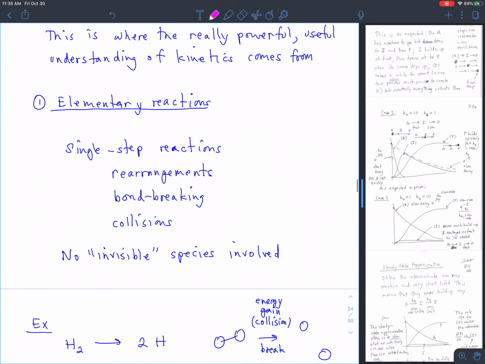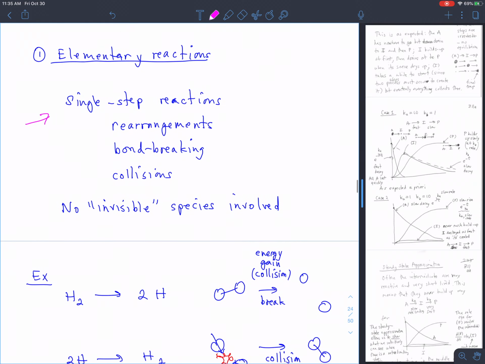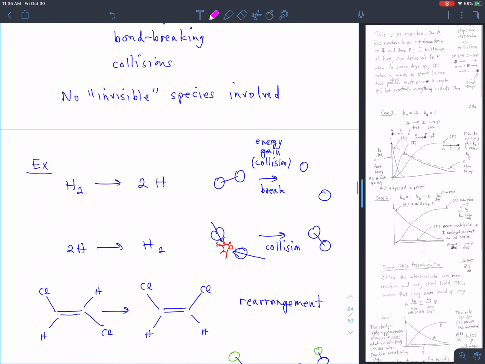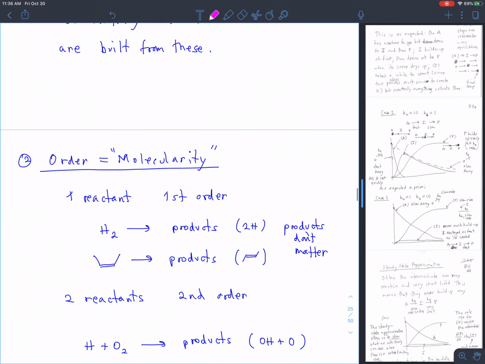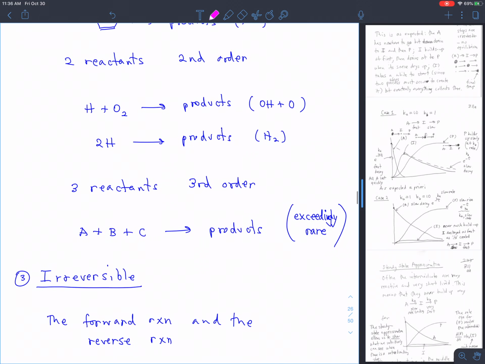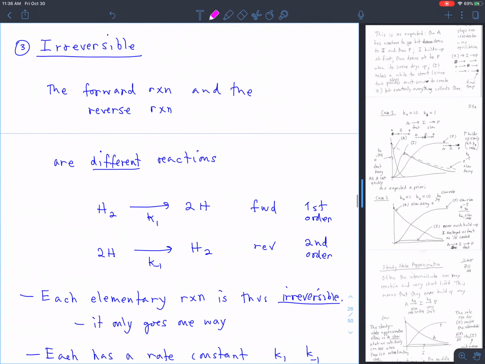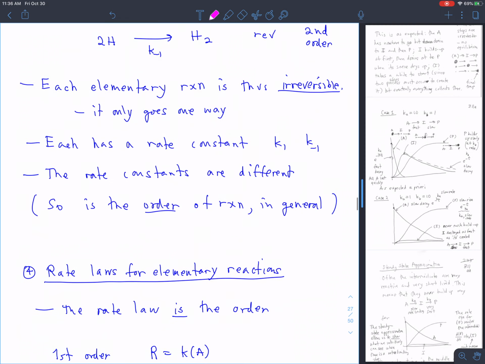And we saw that one of the core ideas behind a mechanism is that not all reactions are equal. Some of them are elementary, some of them are not. An elementary reaction is something really simple like this that can take place in one step with no intermediates, no hidden chemical species around. And we saw a whole bunch of things about these elementary reactions. You can write their rate equations, they're irreversible, they only go one way.